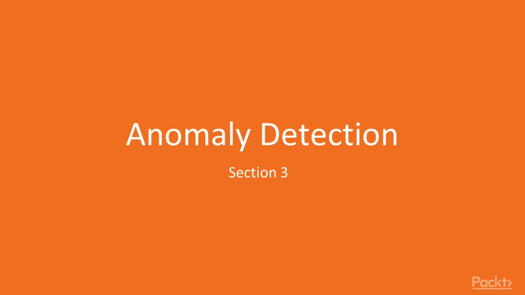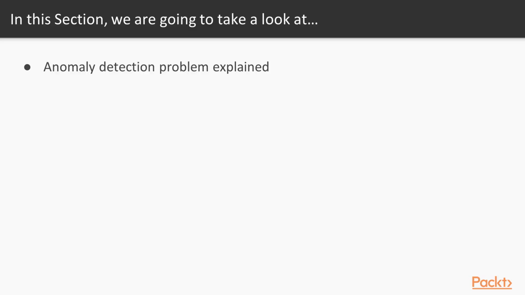Welcome to the third section of our course. In this section, we'll be performing anomaly detection. So in the first video, we'll focus on the anomaly detection problem. We'll try to explain what an anomaly is, when it can occur, and how we can find it.